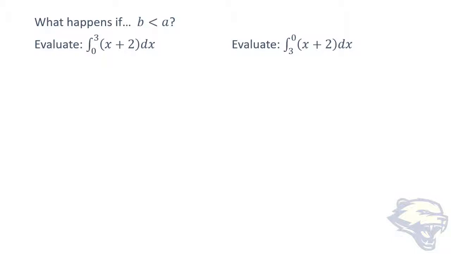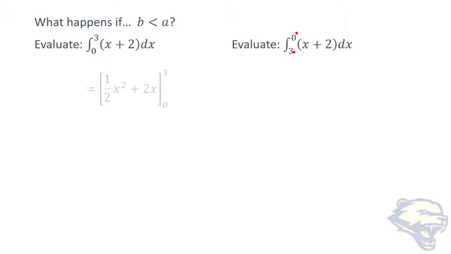Okay, so now we're going to go through some what if scenarios. What happens if b is less than a? In other words, what happens if your lower limit is greater than your upper limit? They're backwards. We're going to do the same antiderivative with the same limits, but in opposite order, and see what comes out of it.